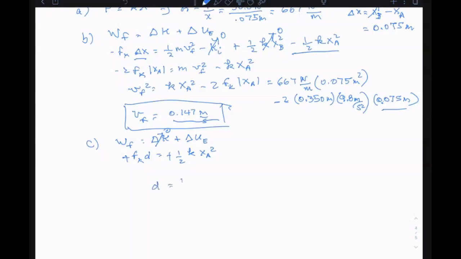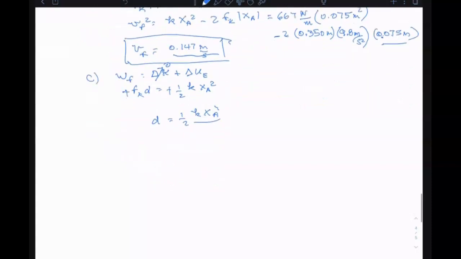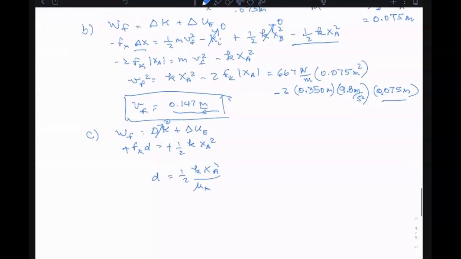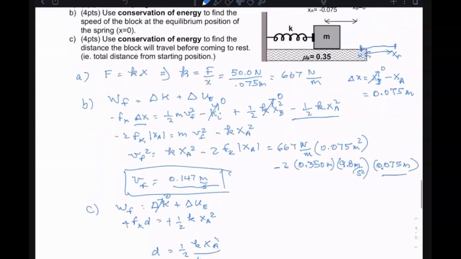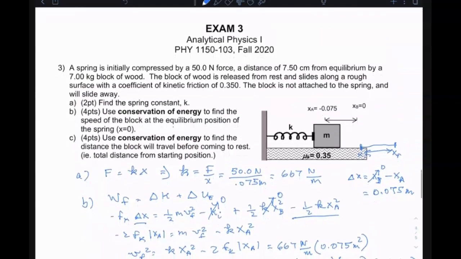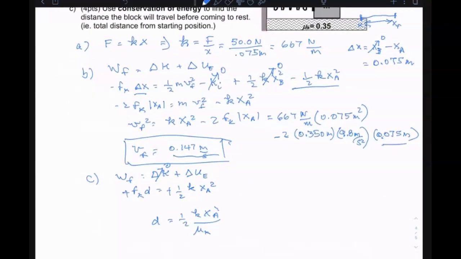d is equal to 1/2 k xa squared over the friction force, which is mu sub k times the mass, which was 7.0 kilograms, times g.